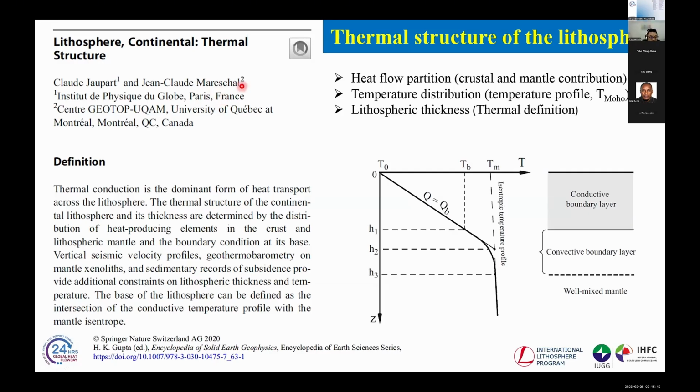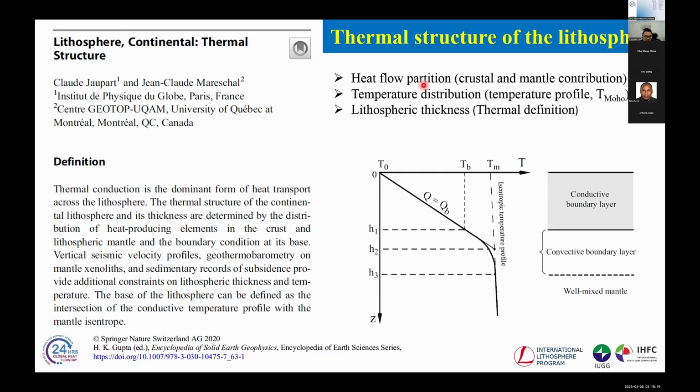In this definition, the thermal structure of the continental lithosphere focuses on the heat transportation process and also on the thickness, temperature, and heat flow partition, which means the components of the heat flow: how much is from the crustal radiogenic contribution, how much is from the mantle contribution, and the temperature distribution within the lithosphere. We focus on the temperature at the Moho zone, and another one is the thickness of the lithosphere.